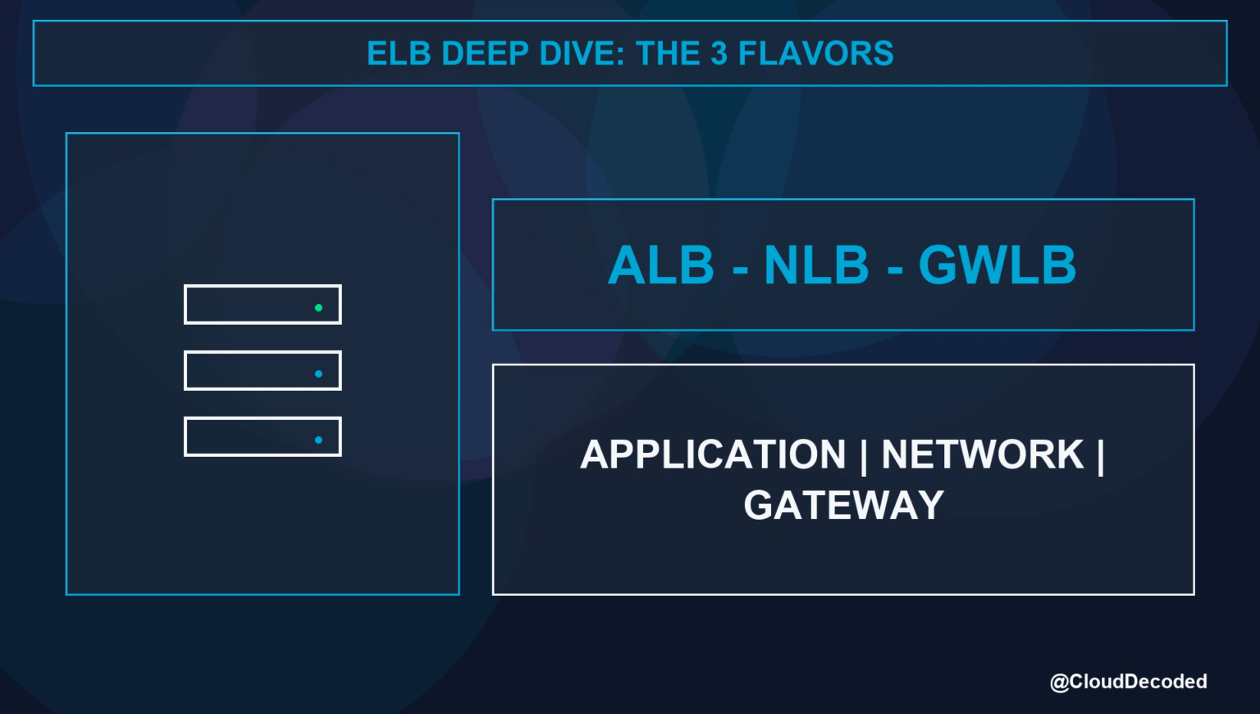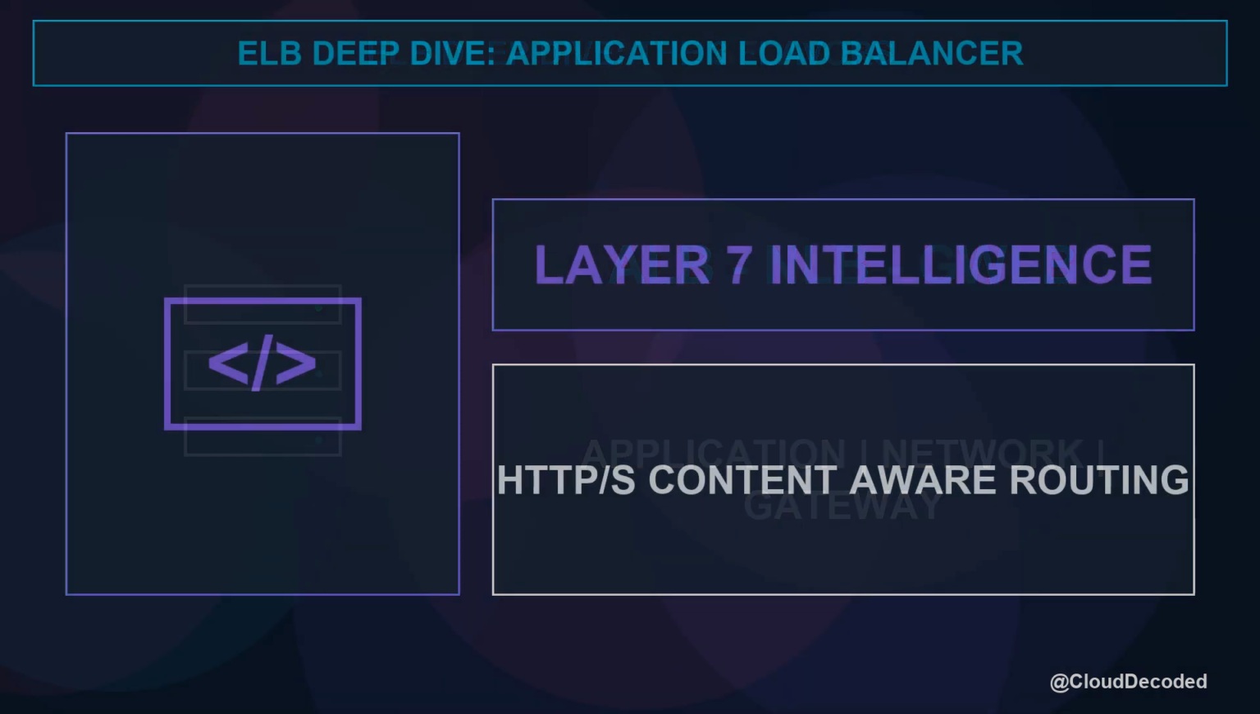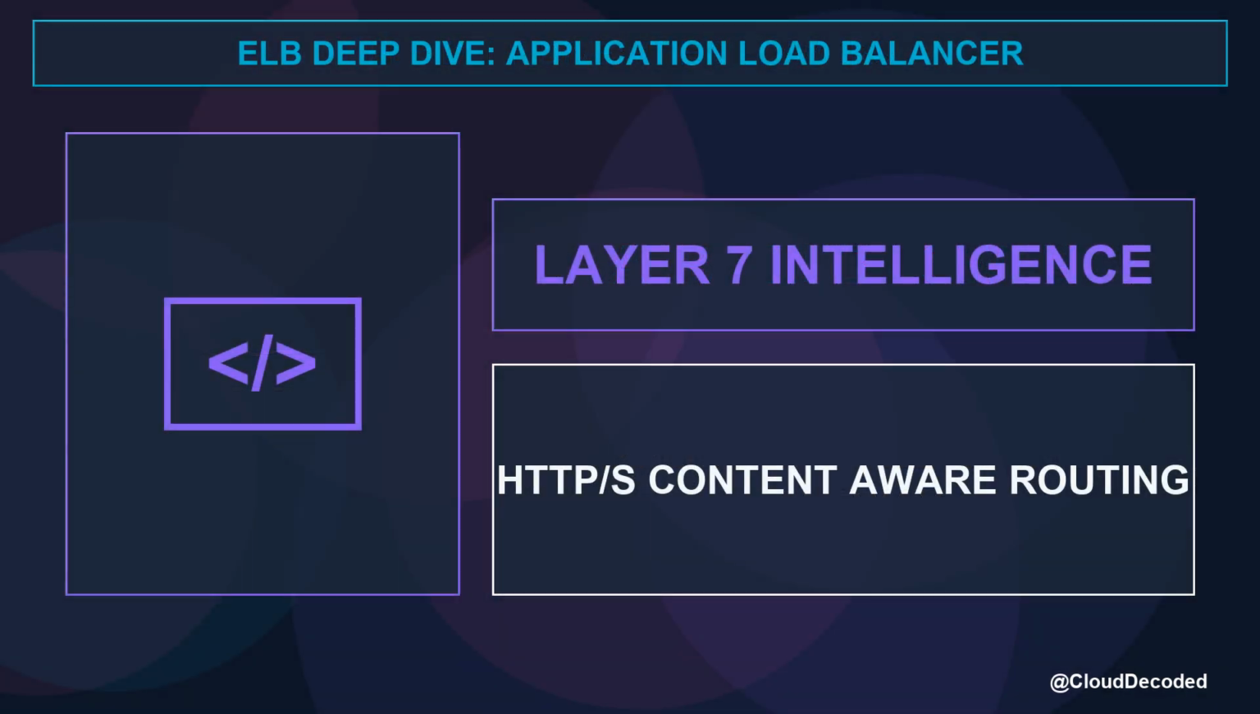Let's break them down. The ALB operates at Layer 7, the application layer. It understands HTTP and HTTPS. It can look inside your packet headers, cookies, and URLs. This allows it to make intelligent routing decisions based on the content of the request. It is the standard choice for modern microservices and web applications.